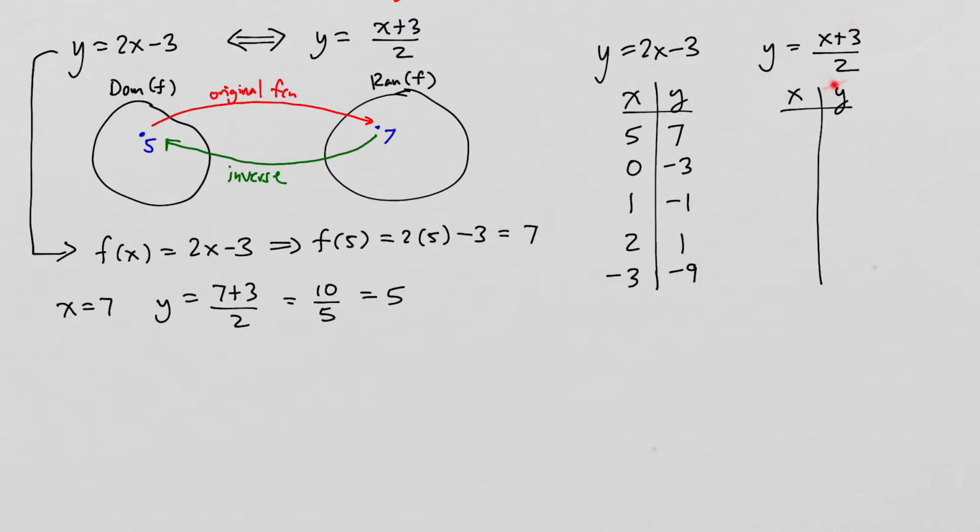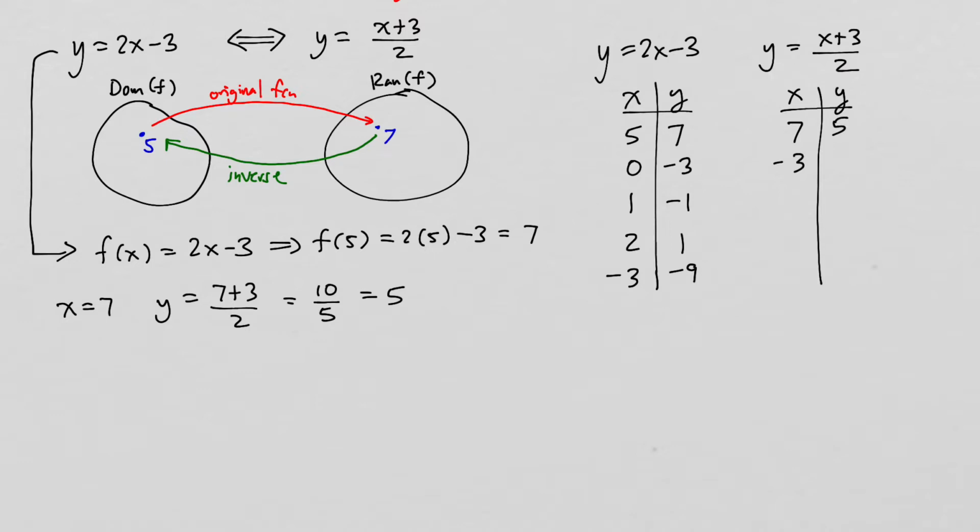If this equation truly represents the inverse of this one, then when I plug in all of these values of y into x for this equation, it should reverse these coordinates. So in other words, if I plug in x equals 7, I should get y equals 5. And we can verify that, right? If x is 7, 7 plus 3 is 10, 10 divided by 2 is 5.